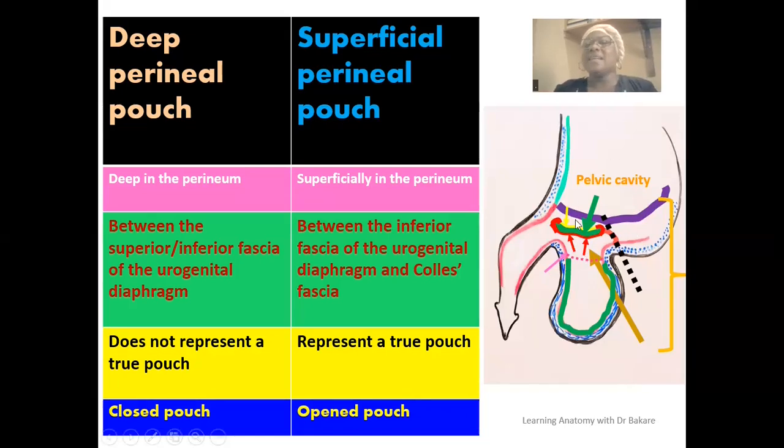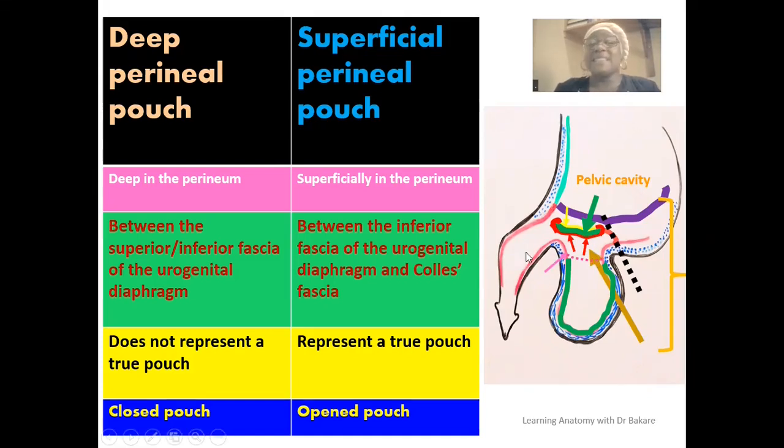Also to add that if you go back to the configuration of the deep perineal pouch, you see that the deep perineal pouch does not represent a true configuration of a pouch. You see that the deep perineal pouch can also be taken as the urogenital diaphragm, and it's not seen to present a configuration of what a true pouch represents, while the superficial perineal pouch down here that is arrowed at this point has a true presentation of a pouch.